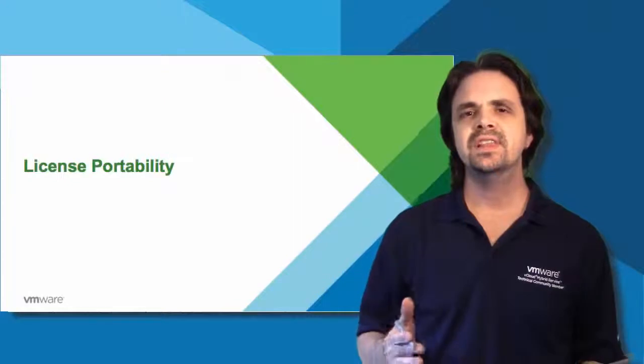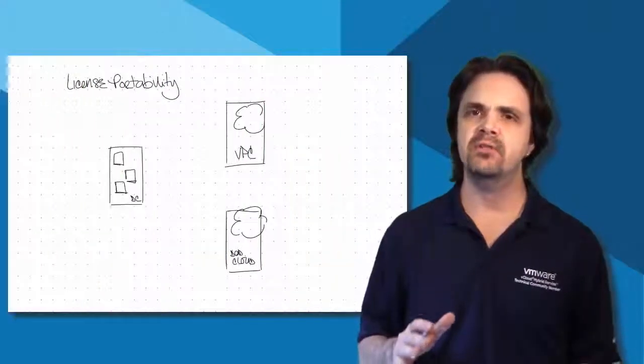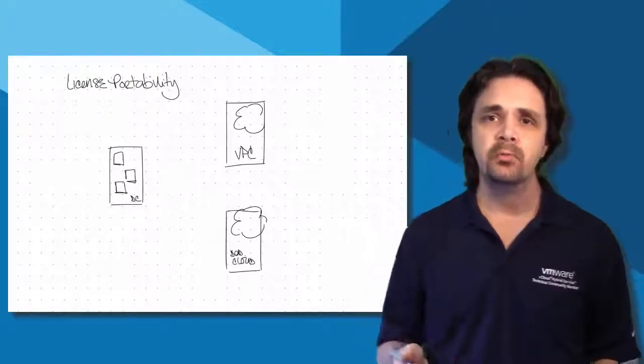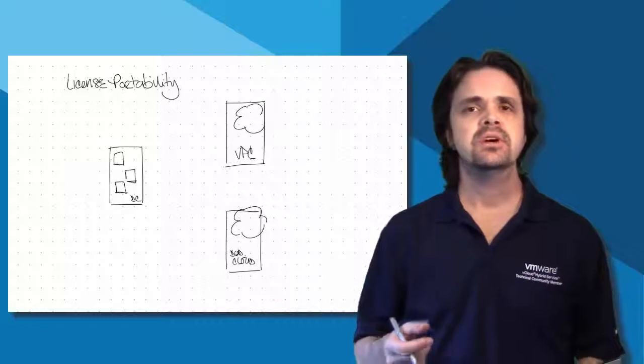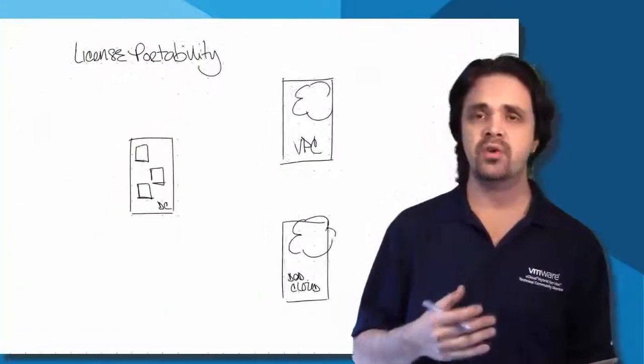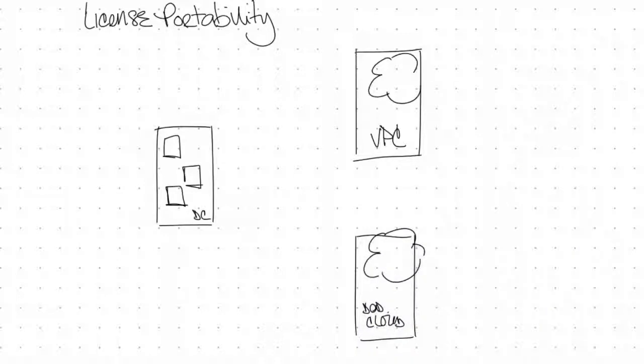So if we want to look at license portability, a lot of people get very, very confused about this. So hopefully this whiteboard will help clear that up. So let's assume that we have our primary data center over on the far left. Now, the two diagrams that I have to the right show a virtual private cloud instance of vCloud Air, and the bottom shows a dedicated cloud instance. If you're not familiar with those two differences, the distinction is very clear.